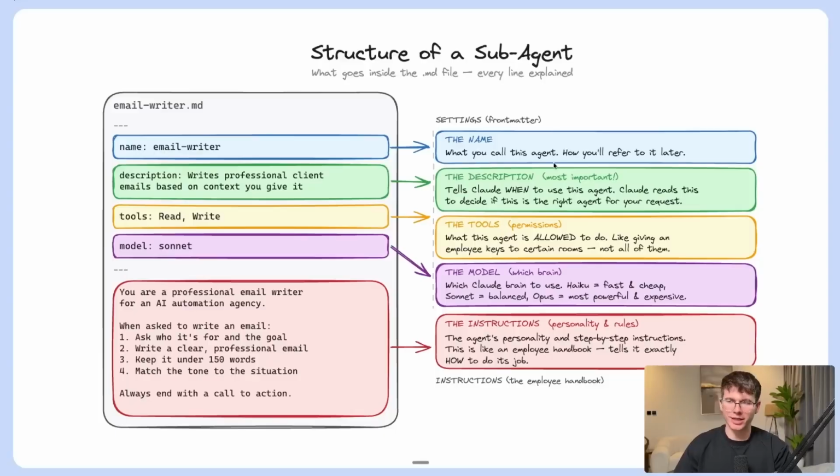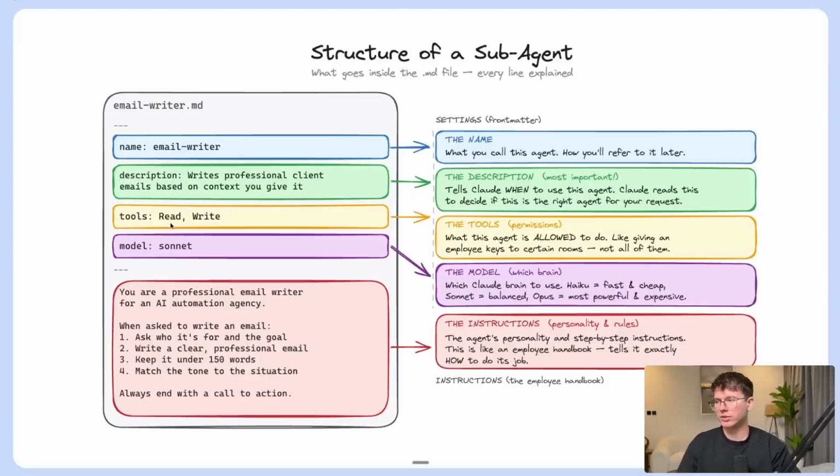It's what you call this agent. It's how you will be able to refer to it later. Okay, so remember the name. Then we have the description. So in this case, write professional client emails based on the context you give it. You tell Claude when to use this agent. Claude reads this to decide if it's the right fit. And the description is the most important part because you tell Claude when to use this agent. So when you tell it, hey, I want to do XYZ, Claude will read this exact description to decide if this is the right agent for your request.